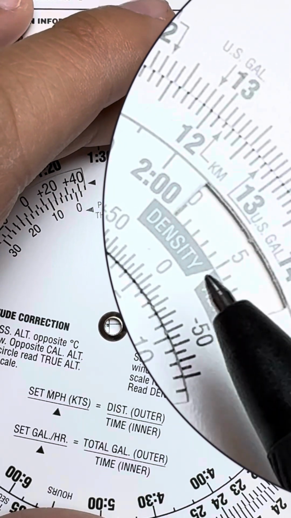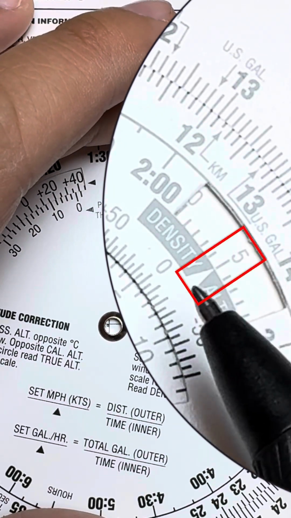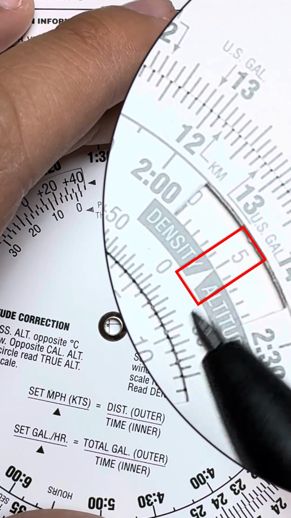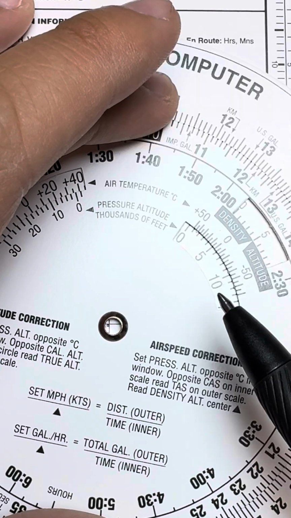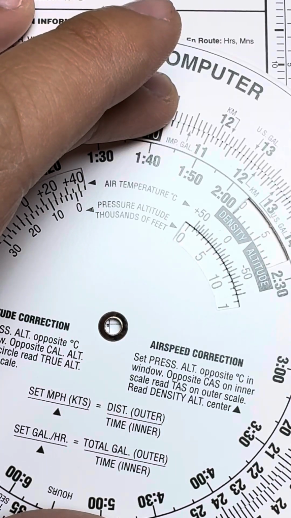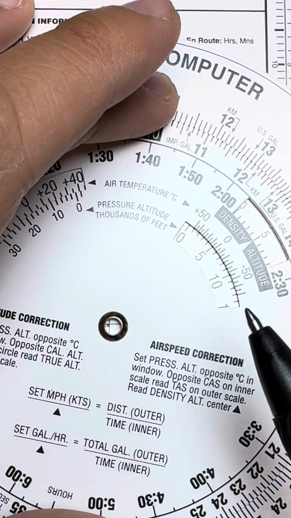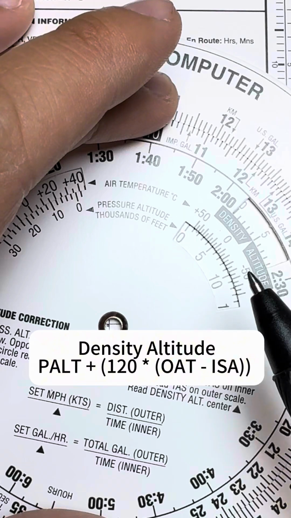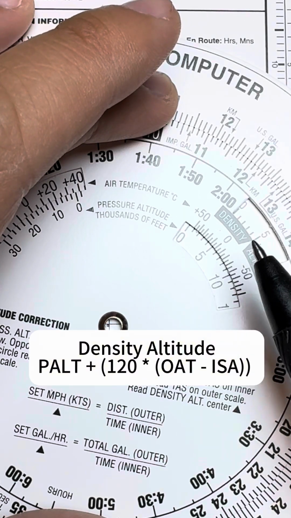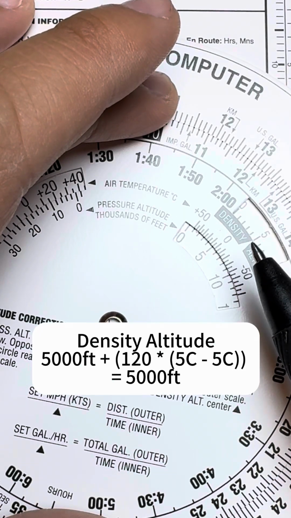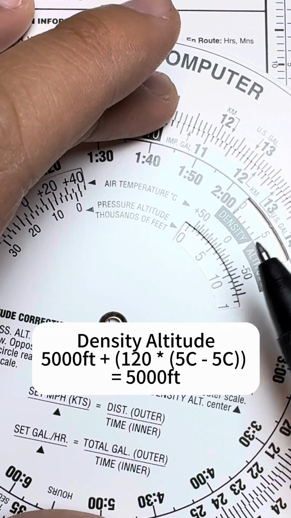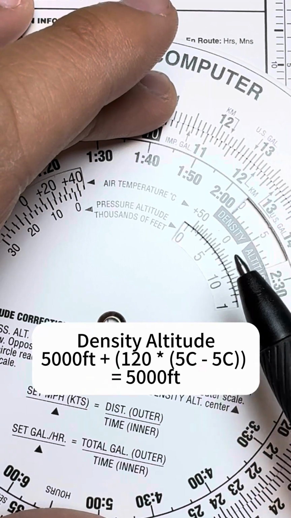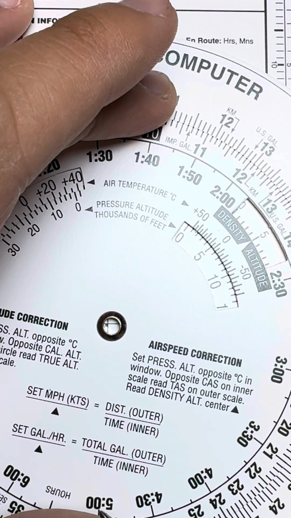Now you can read directly from this white arrow for the density altitude, indicated with 5,000 feet. I will put the density altitude equation on the screen as well, and you can cross-check your E6B technique against the actual mathematical calculation, to see if they align with the results. All right guys, that's it for today's density altitude E6B calculation.